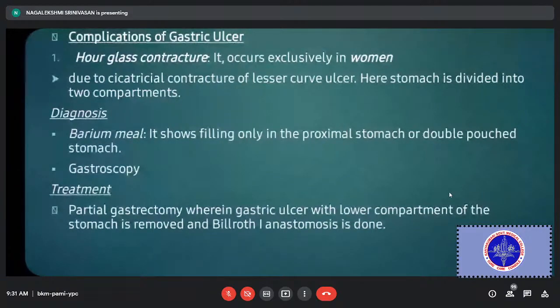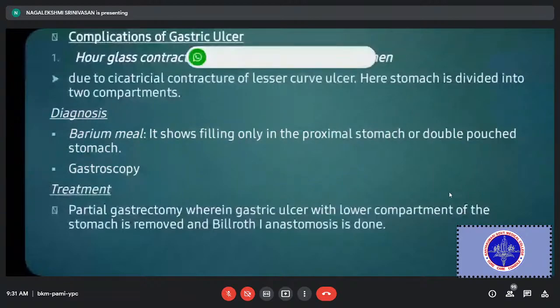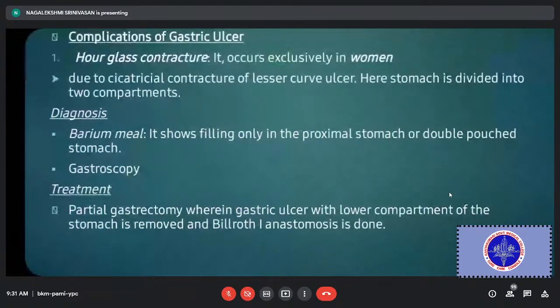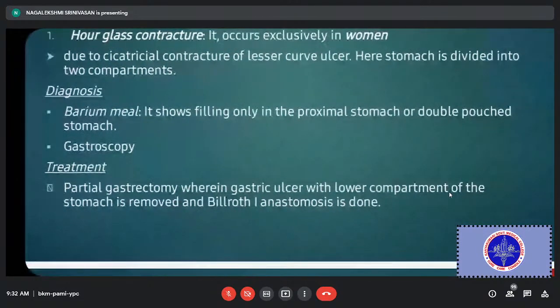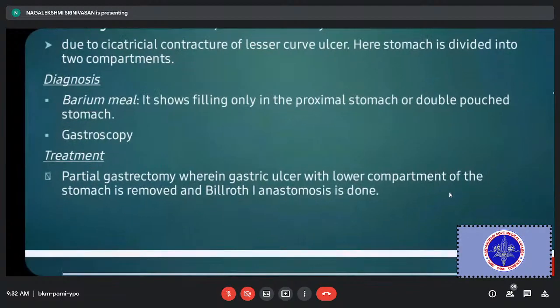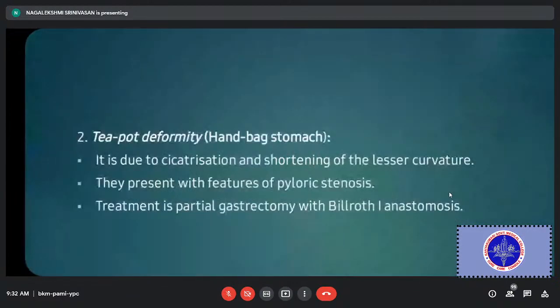On gastroscopy we can also visualize the narrowing, and then there is another portion, the antrum, just below the first narrowing. Treatment is partial gastrectomy, wherein the gastric ulcer in the lower compartment of the stomach is removed, and if it is a benign ulcer, we will be planning for Billroth 1 anastomosis.